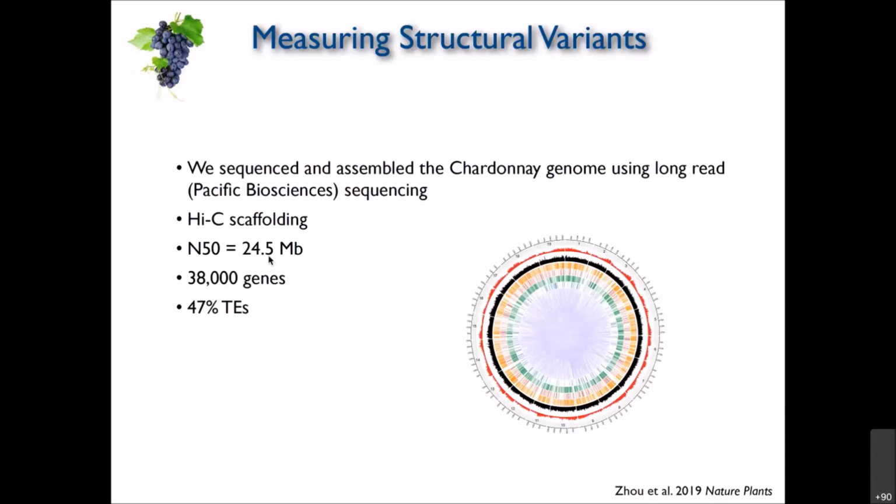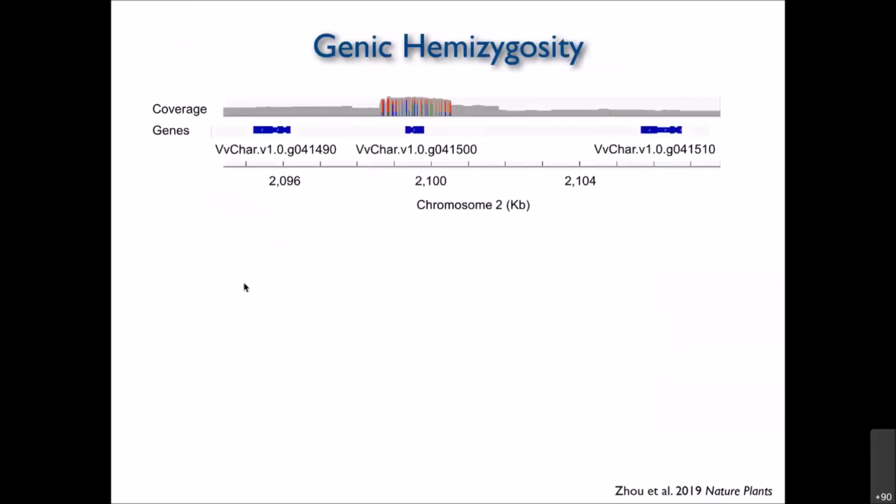It's a very nice genome, N50 of 24 megabases, and it has about 38,000 genes. Great, so we can make a genome, and it actually was a little more complex than you think because of the incredible heterozygosity in grapes. But one thing we found was that there's actually a ton of genic hemizygosity. That is, there's a lot of gain and loss of alleles for genes.